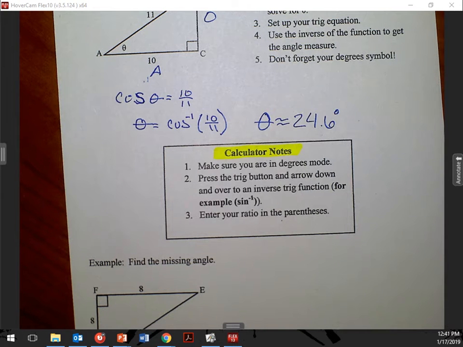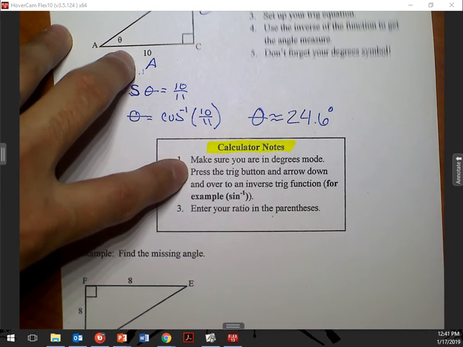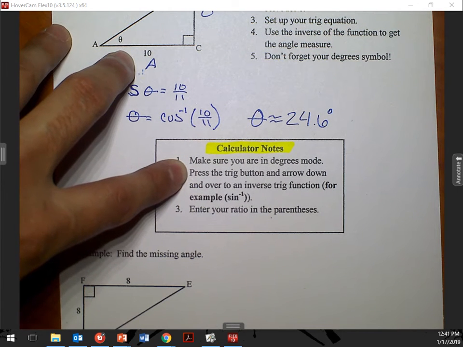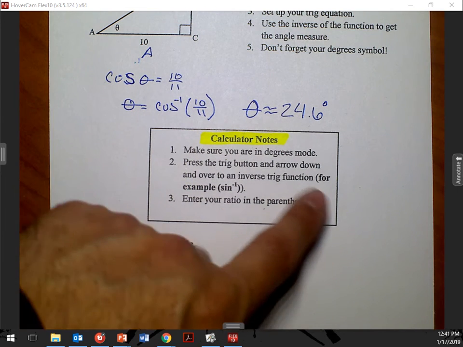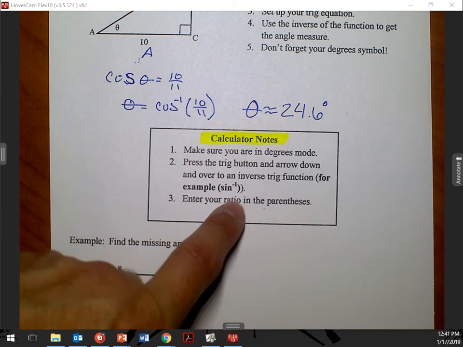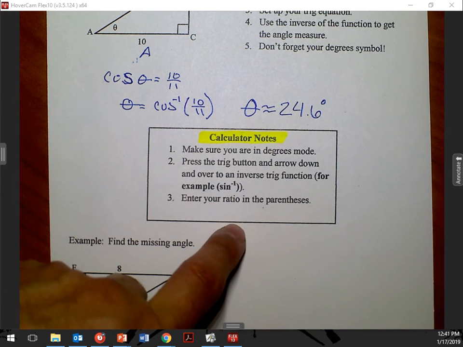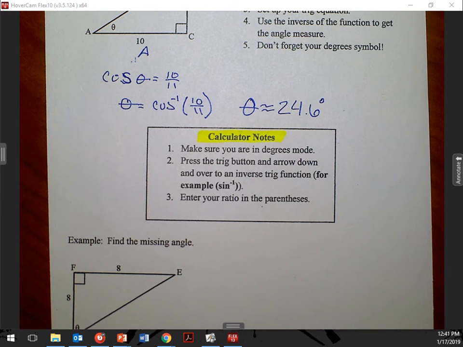If I told you everything all at once, you would probably forget, kind of like me talking to you right now. Okay, make sure your calculator's in degrees. Press the trig button, arrow down, over, inverse, for example. There's the inverse sine. Enter your ratio in parentheses.